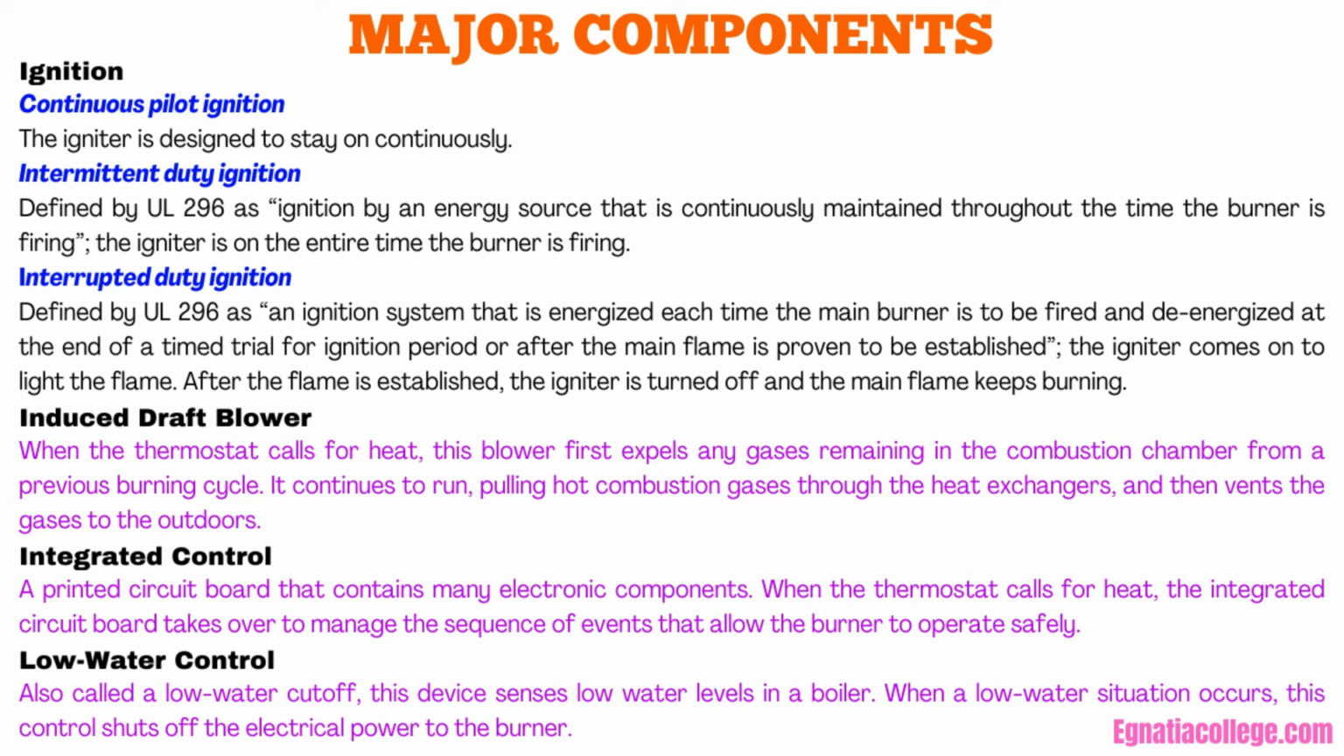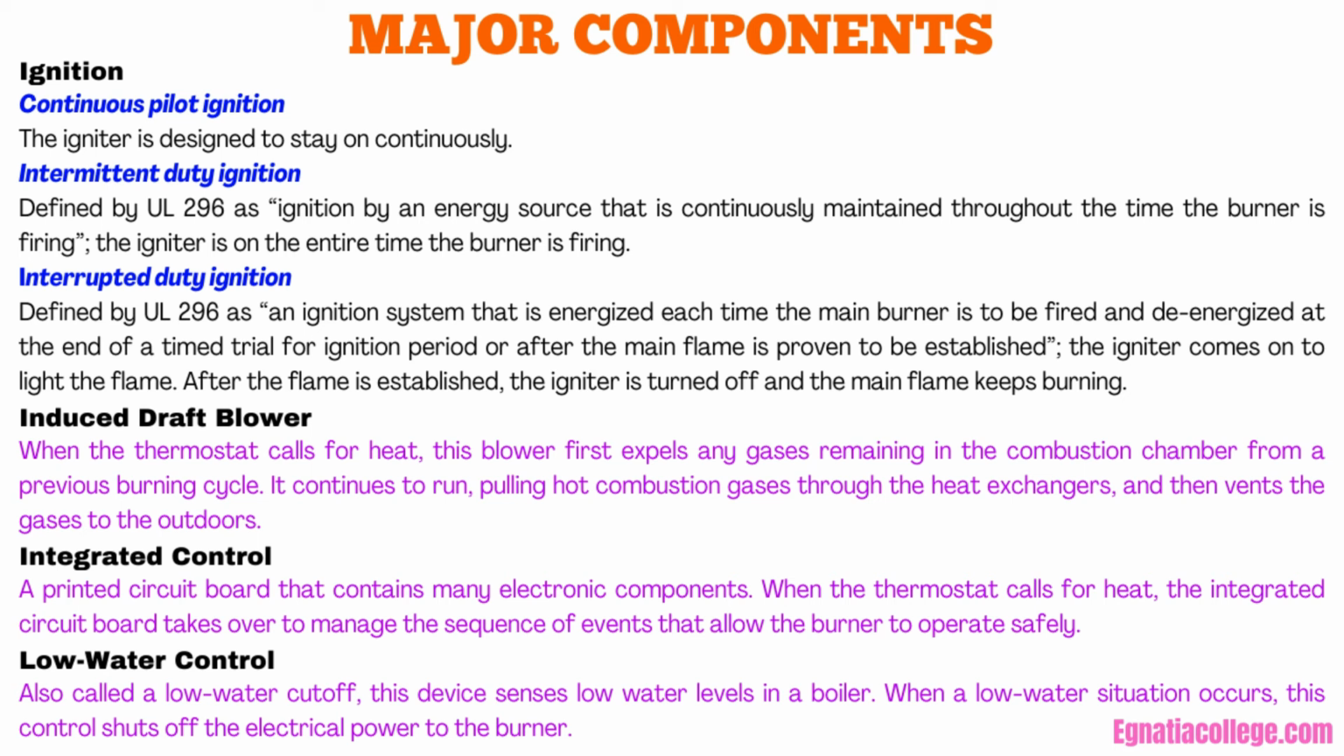Intermittent duty ignition. Defined by UL 296 as ignition by an energy source that is continuously maintained throughout the time the burner is firing. The igniter is on the entire time the burner is firing.